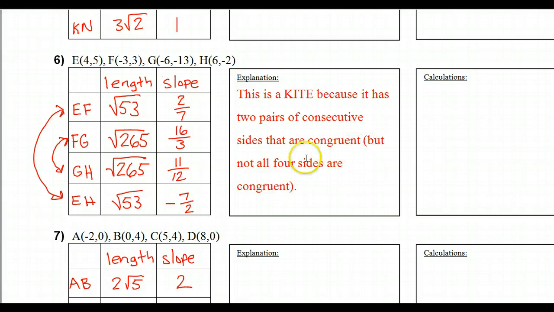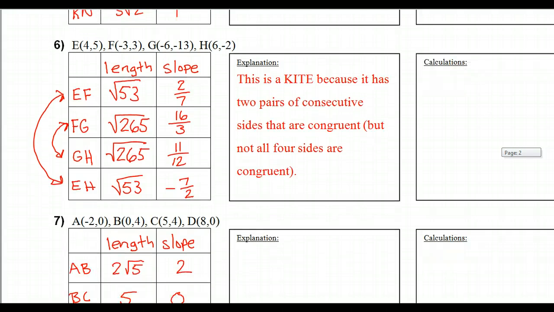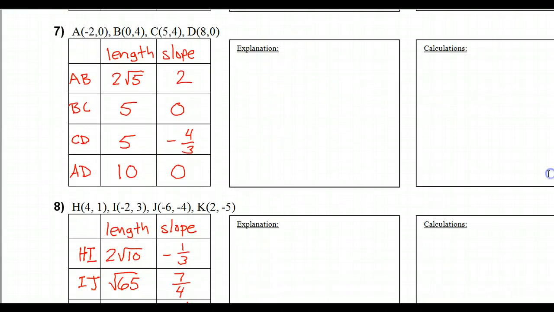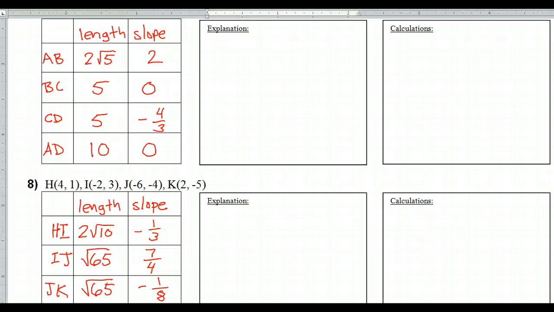If we don't specifically say not all four sides are congruent, this part that we wrote first could have applied to a rhombus, because a rhombus also has two pairs of consecutive sides that are congruent. But this part at the end excludes a rhombus from being a kite, so that's very important that you have that written down. Okay, two more. Looking at number 7.